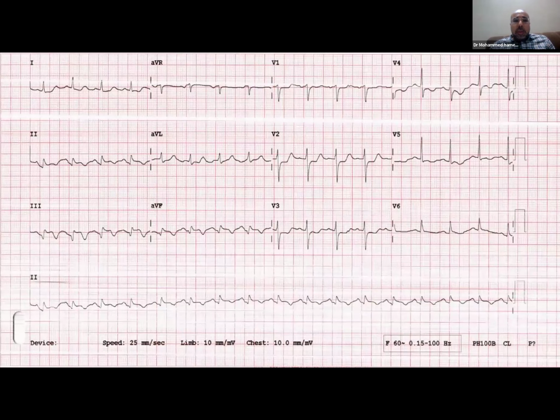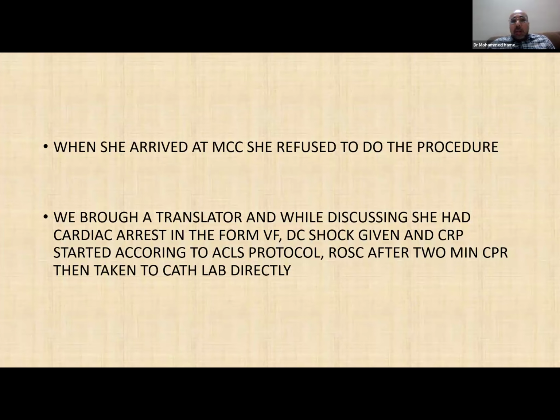This is her ECG, which clearly shows ST elevation in the inferior leads with Q wave, and ST depression from V1 to V5. When the patient arrived, at first she was not willing to do the procedure. She didn't understand them well in the airport clinic, and due to the language barrier, she was refusing and reluctant. And all of a sudden, she collapsed in the recovery area. She had a VF. We gave DC shock and CPR. Just one cycle of CPR, and she recovered rapidly to sinus rhythm. At this time, we took her directly to the cath lab for primary PCI.